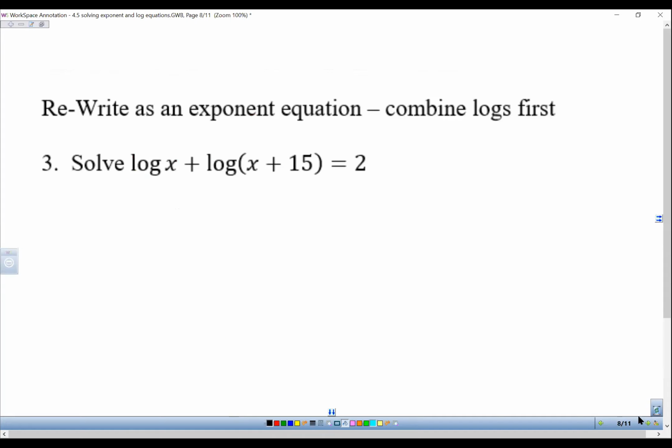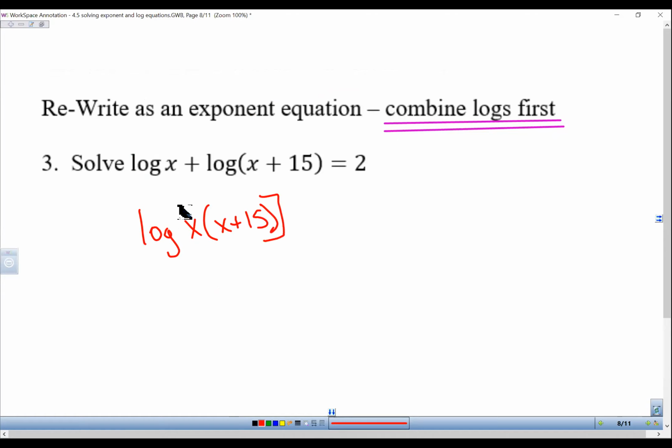All right. Rewrite as an exponent equation. Notice it says combine logs first. So if we have two logs together on one side, we can use one of the properties to combine them. So this is a log plus a log. So this would be the log of x times x plus 15. So we can multiply those two together. Equals 2. So we've got a single log. That's what we want.